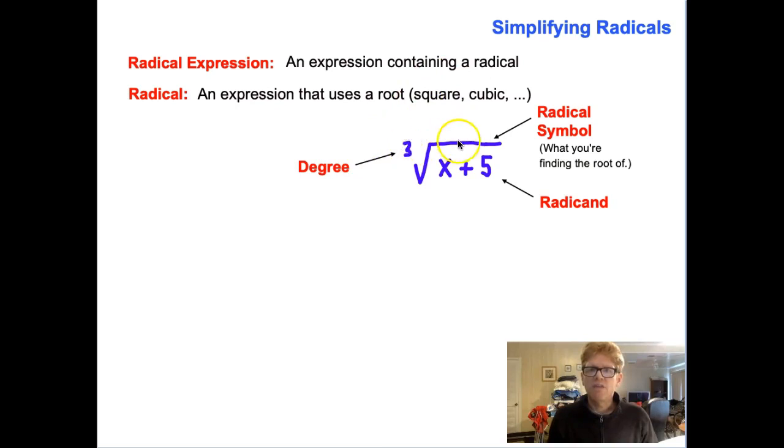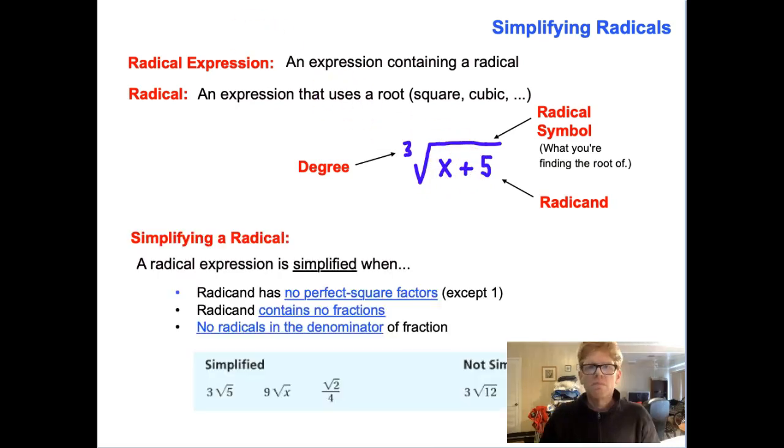And these are the elements of a radical or radical expression. It has the degree of the radical, so we have a cubic here. We have the radical symbol, and then we have our radicand, or what is underneath the radical symbol. The expression underneath the radical symbol is the radicand.